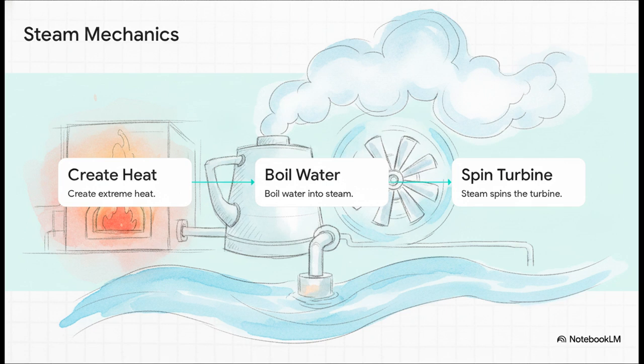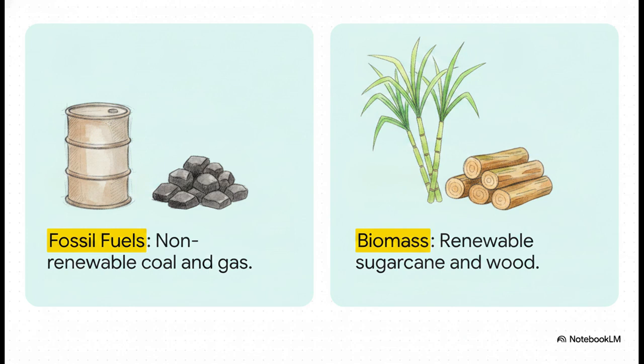Now, here is a super important detail for your tabletop models. You have to build these plants near large bodies of water, like a big river or the ocean, because after that steam spins the turbine, you need cool water to cool it all back down. Whenever people hear the word thermoelectric, they almost instantly picture dirty coal or fossil fuels pumping out pollution. But honestly, that's a bit of a myth. Thermoelectric plants aren't always bad for the environment.